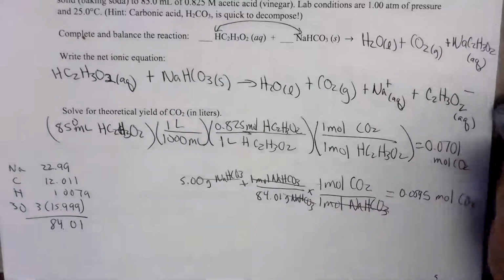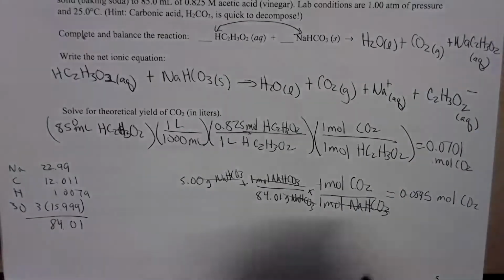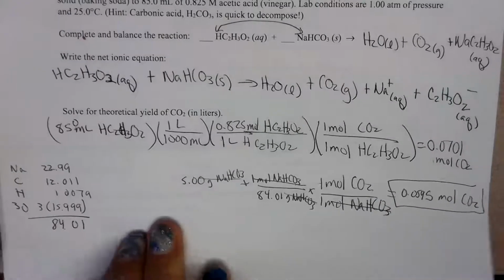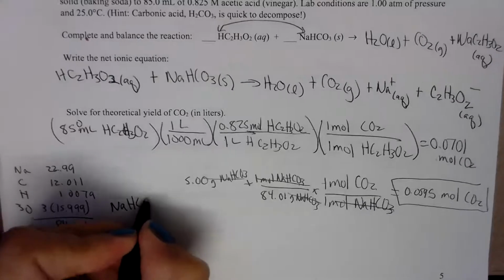So let's see what we got. 0.0595 moles of CO2. So which one is limiting? Turns out the baking soda is limiting. So that's how many moles of CO2 we're going to get. So the sodium bicarbonate is limiting.